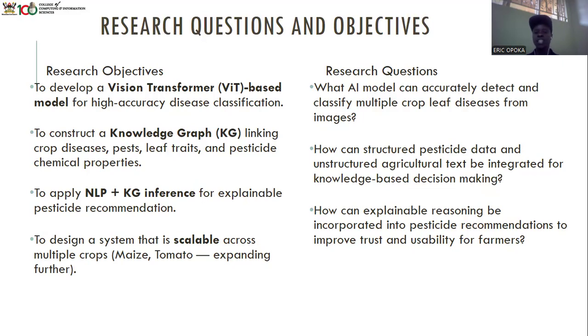Next, we have to integrate the knowledge graph plus natural language processing. With natural language processing, it detects what we need from the different data we shall feed it, because the data comes from the Food and Agriculture Organization. We have to extract what we wanted. So the natural language processing will detect what we need from the data. So we have to design a system that is scalable across multiple crops. We have maize, tomato, and others to come in future.